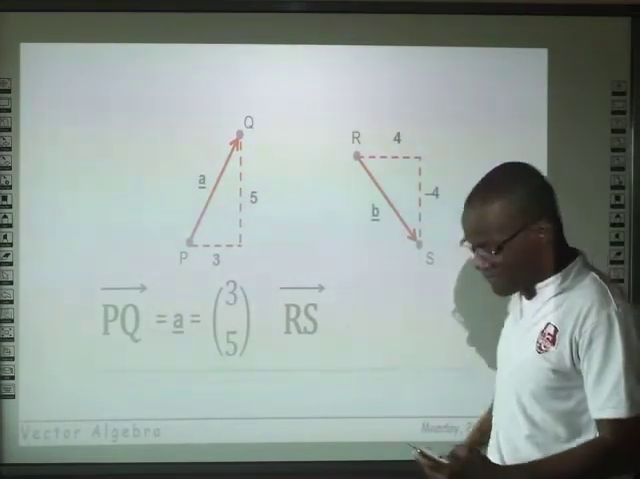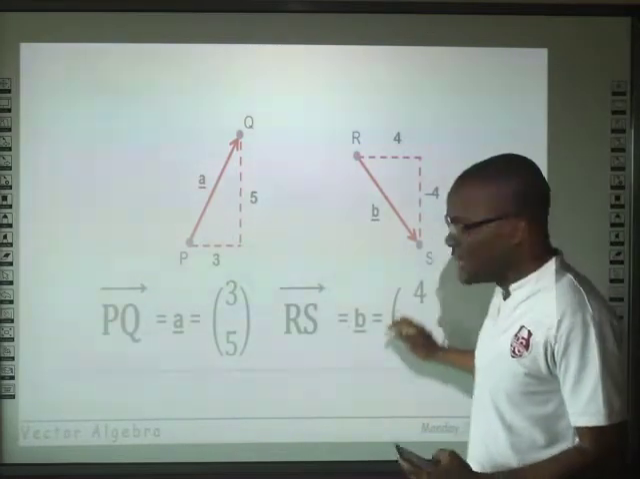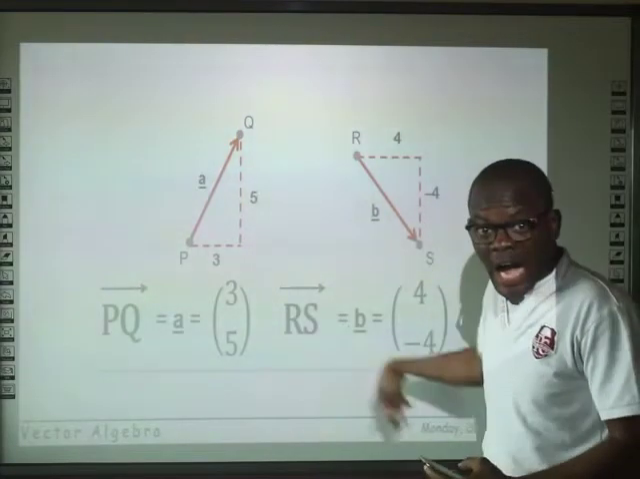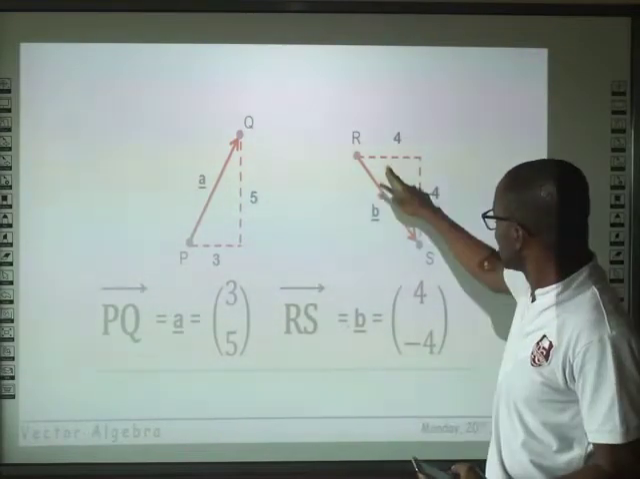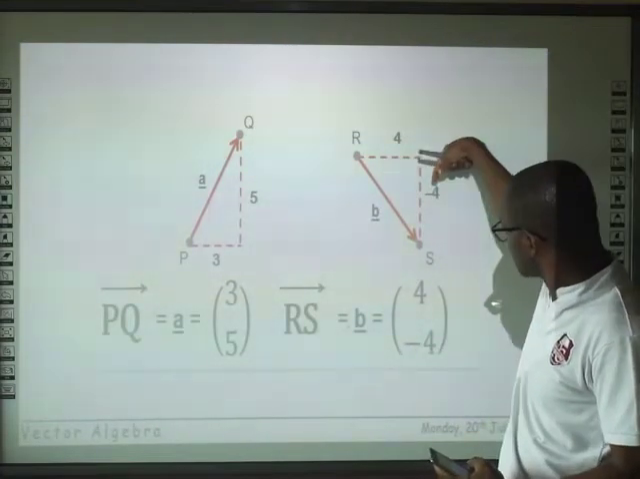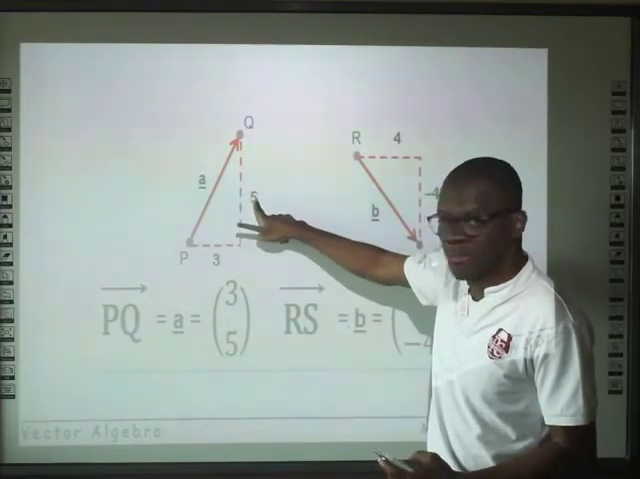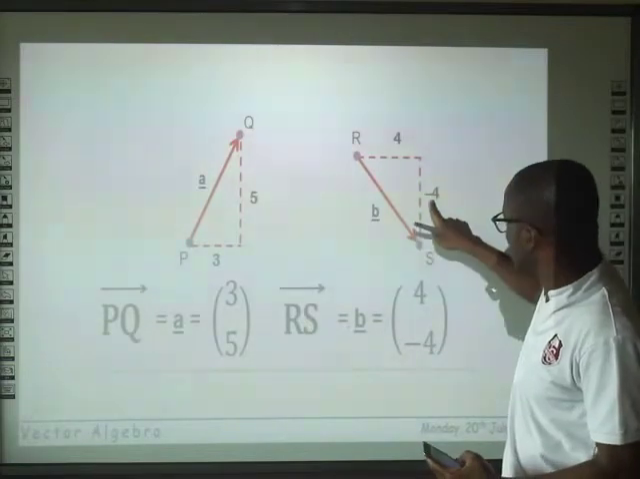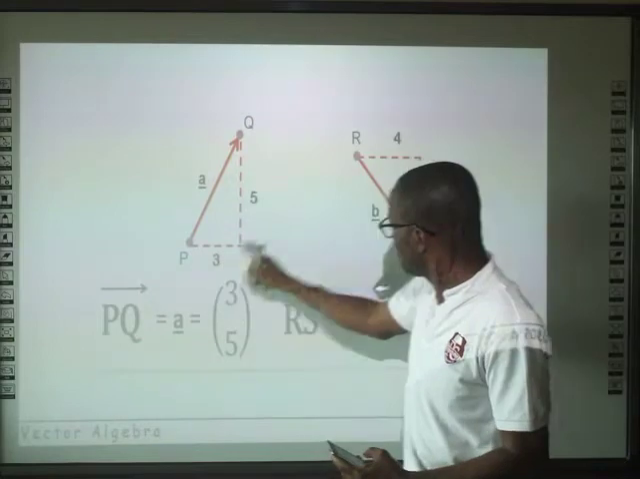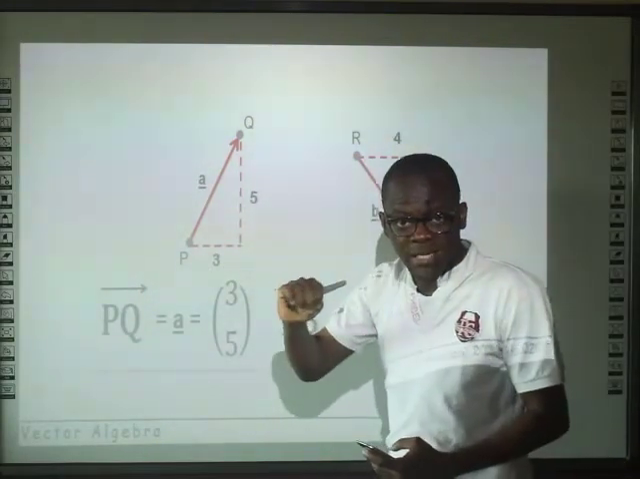If you want to write that in column form, it's going to be 4, minus 4, meaning 4 units along the x-axis and 4 units down the y-axis. This is positive because it's going to the right, but negative here because it's going down. Remember when you compare to this, which is going up, that's why it's positive. This is coming down, that's why it's negative. This is going to the right, positive, and that's also going to the right, positive as well. So take note of all this.